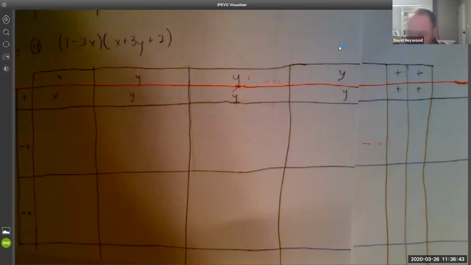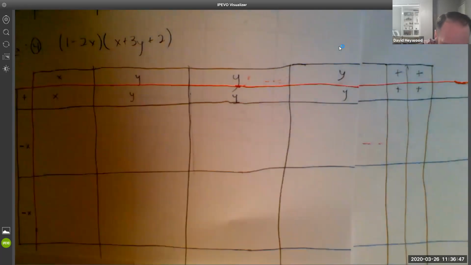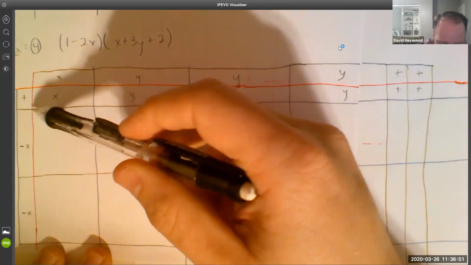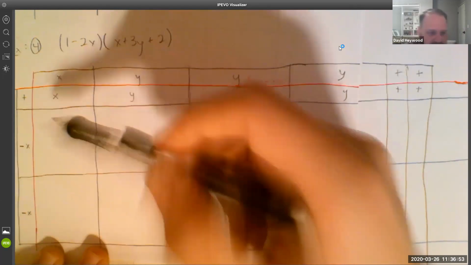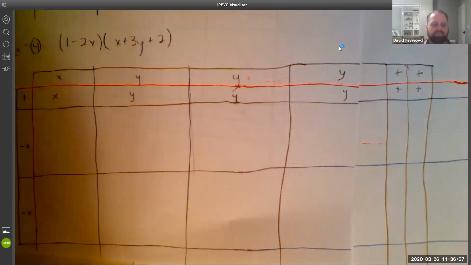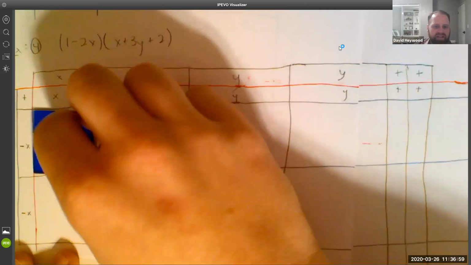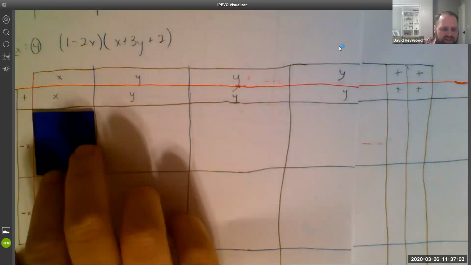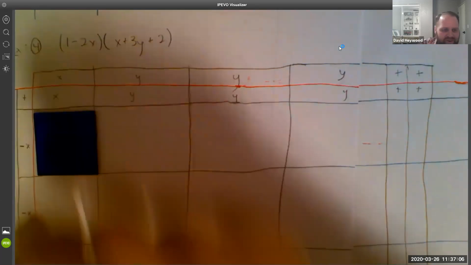Okay, what's this tile? Well, it has a width x and a length x. So that's got to be x squared. Okay, so that's x squared. I don't know why on my screen it looks so rectangular, but that should be a square. So that's x squared.